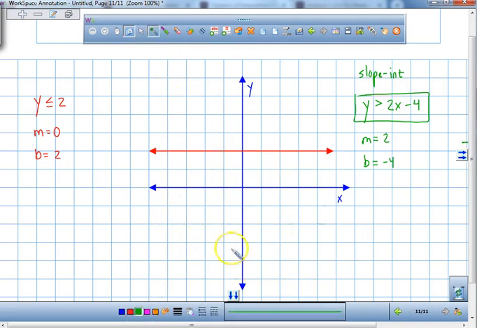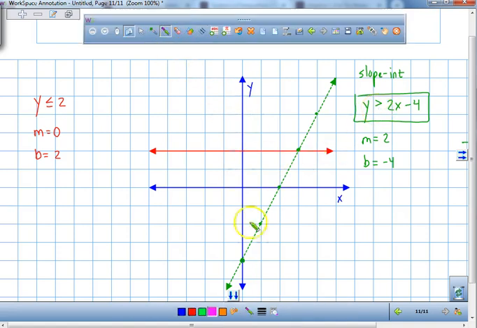Other one. Where's my y-intercept? 1, 2, 3, 4, right here. If I have a slope of 2, that means I go up 2 and over 1, up 2 over 1, up 2 over 1. But what kind of line do I have to draw right now? A dash. There we go. Draw a nice dashed line. Where am I shading? Everywhere above it.